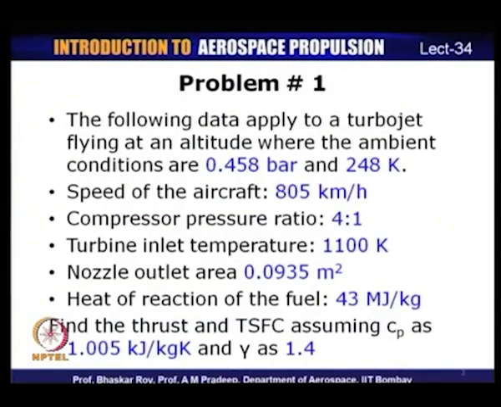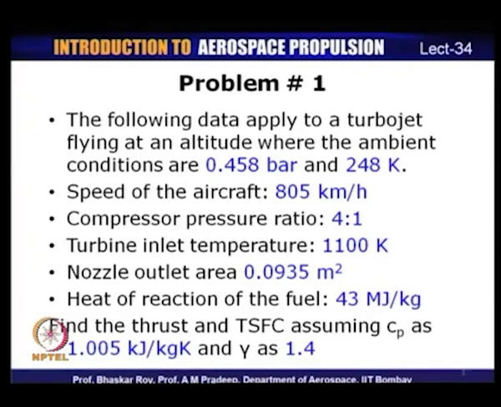Problem number 1 is basically a turbojet problem. The problem statement is the following. The following data apply to a turbojet flying at an altitude where the ambient conditions are 0.458 bar and 248 Kelvin. Speed of the aircraft is 805 kilometers per hour. The compressor pressure ratio is 4:1. Turbine inlet temperature is 1100 Kelvin. Nozzle outlet area is 0.0935 meter square.